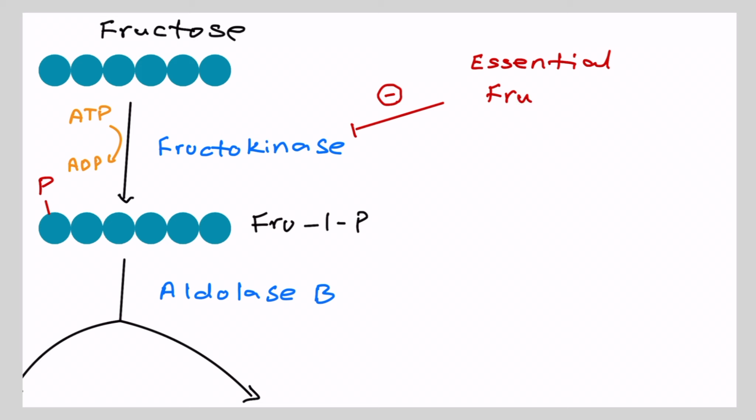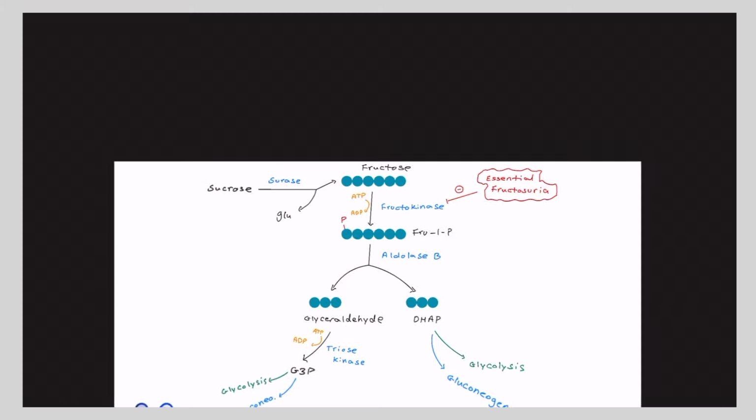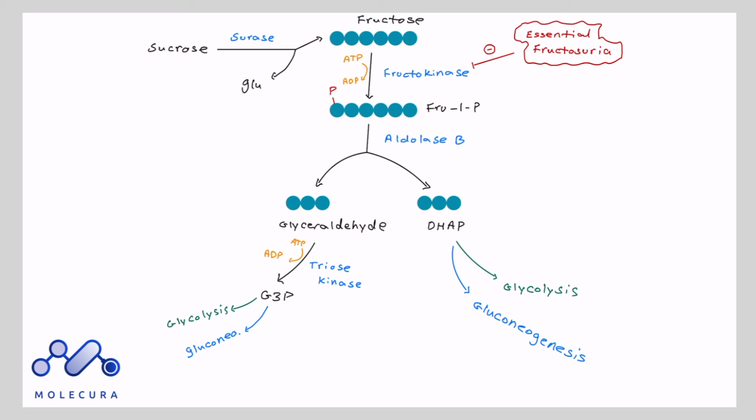Fructosuria. So the increased fructose in the body is going to get excreted through the kidneys and go in the urine. So this is the condition that is going to be called essential fructosuria, and it's going to be a totally benign condition.